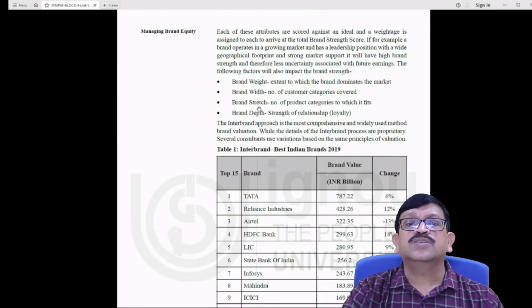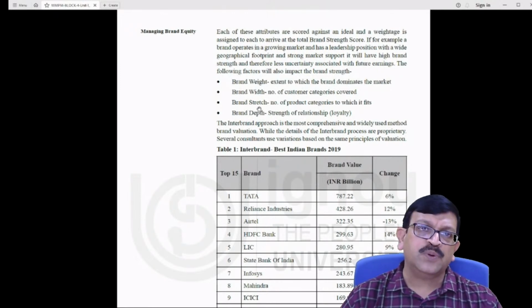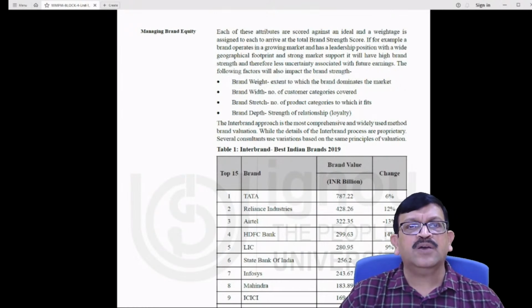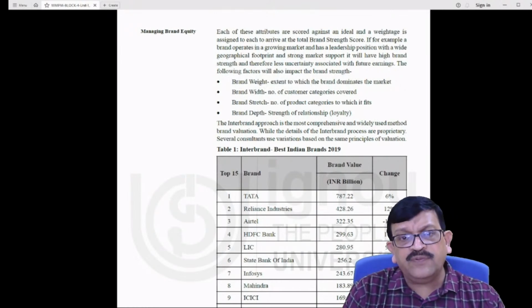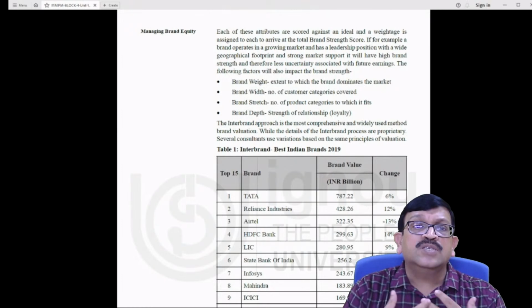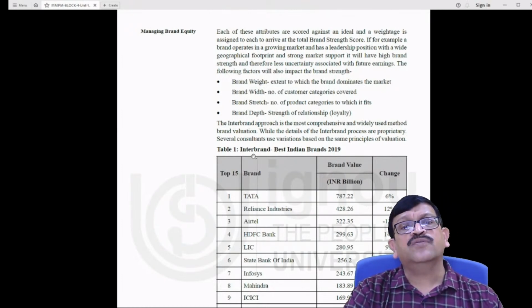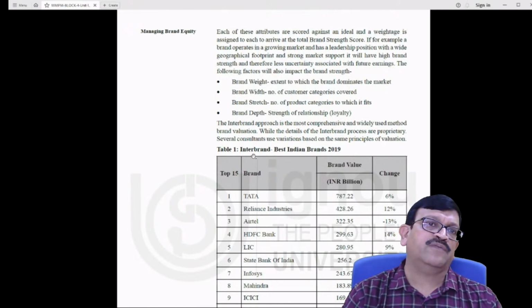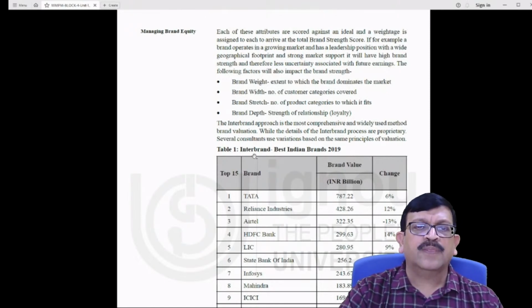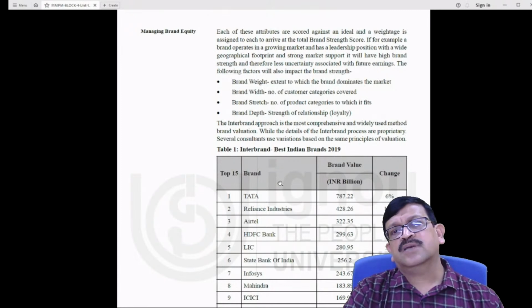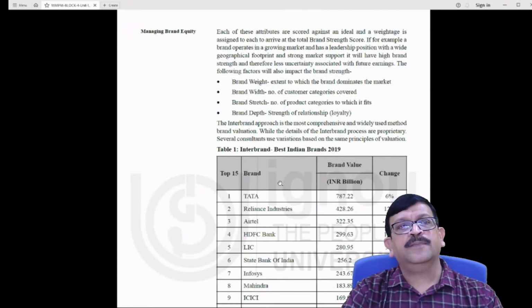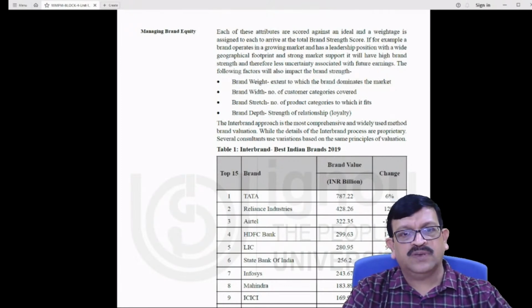Then we talk about the stretch. What kind of products fit into it? Is it a big extendable thing, or is it just a small one? Or if you have leveraged on a particular thing, have you specialized in certain product categories? And then comes the strength of your relationship, which is basically a loyalty factor, which we try to bring in. All these parameters are used for calculating the brand value, as we have seen.